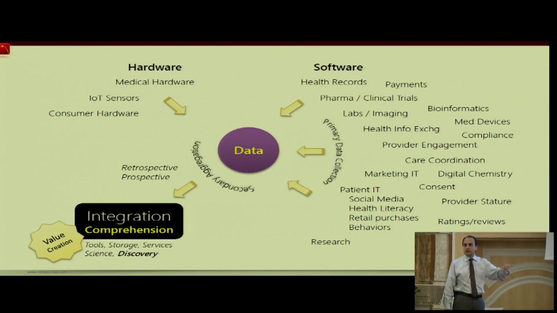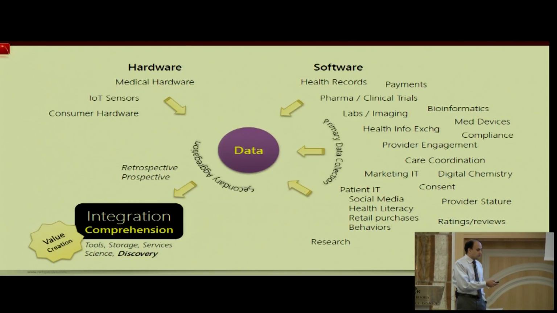There's almost no software that hasn't already been invented to take care of the data that we already know about today. New kinds of data will come out that is not available. But if you look at all of the things on the right-hand side, all the way from research data to pharma and clinical trials, payments management, care coordination, these things already exist. People are collecting data all the time. What they don't have is secondary aggregation, integration, and comprehension.